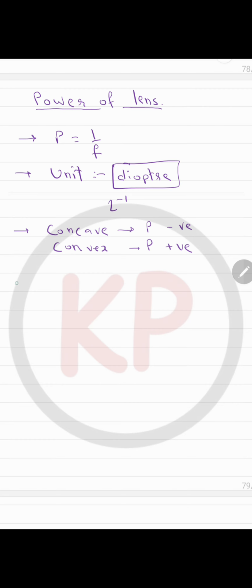Other than this, if there is a combination of lenses, we can write P is equal to P1 plus P2 up to Pn. If too many lenses are kept in series, then P is equal to P1 plus P2 up to Pn. So this is all about power of lens. Next, magnification. Very important.